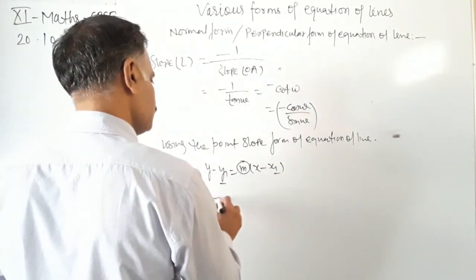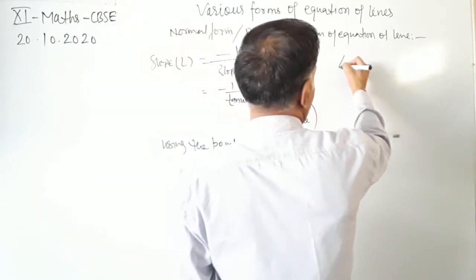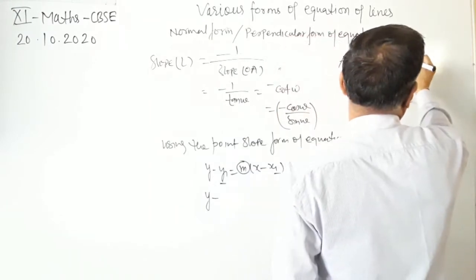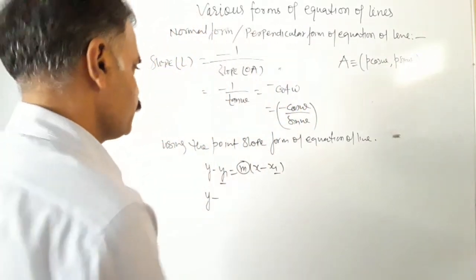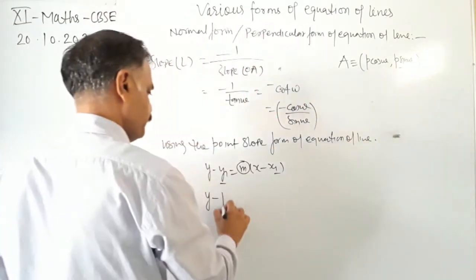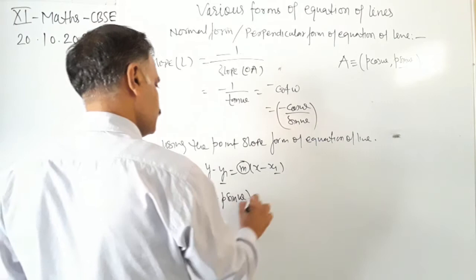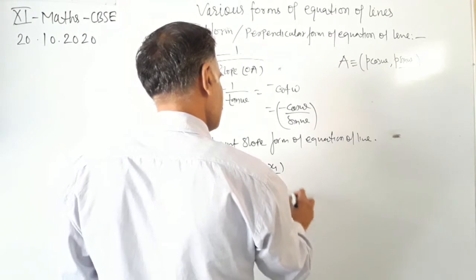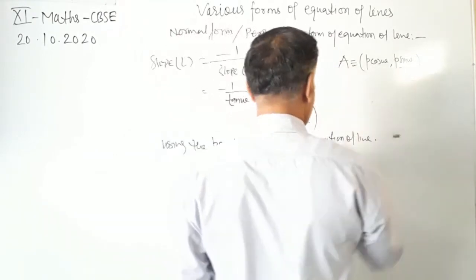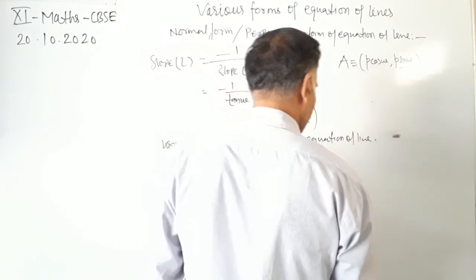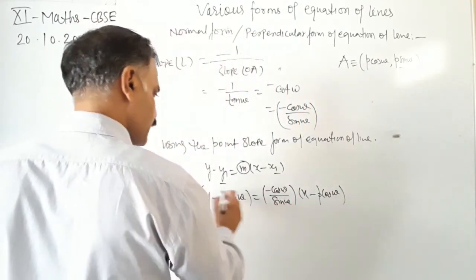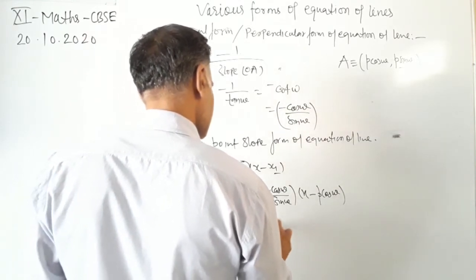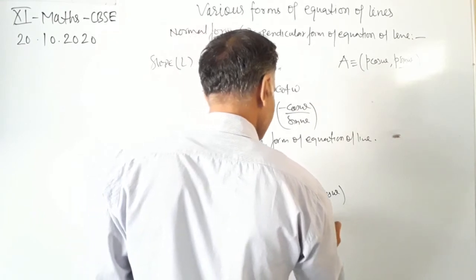Okay, so y minus y1, we know the coordinates of point A are p cos omega and p sin omega. So y minus p sin omega equals n, that is minus cos omega upon sin omega, into x minus x1, where x1 is p cos omega. So sin omega multiplied by sin omega, y minus p sin omega equals minus cos omega into x minus p cos omega.